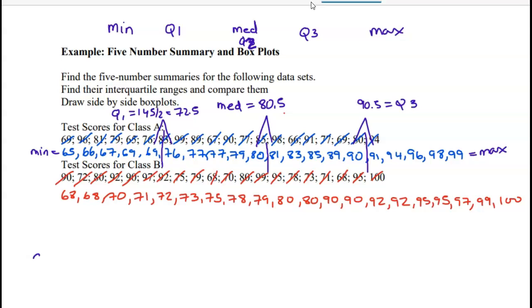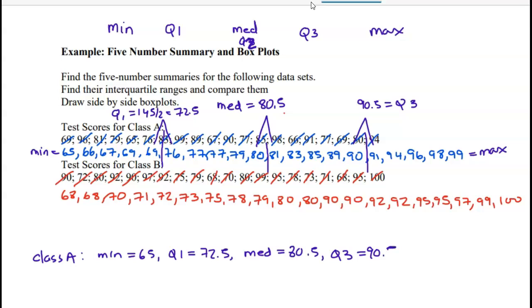All right, so for class A, my 5-number summary is: the minimum is 65, Q1 is 72.5, the median is 80.5, Q3 is 90.5, and the maximum is 99.